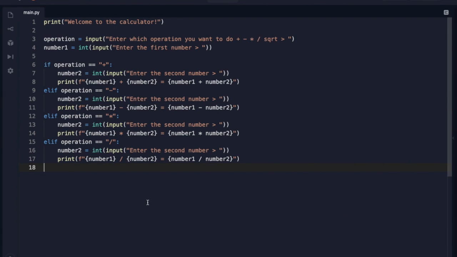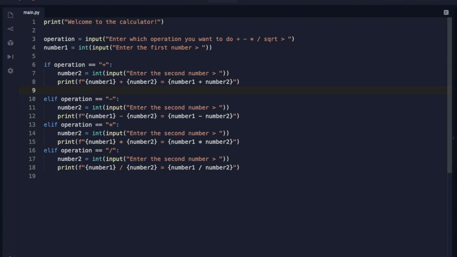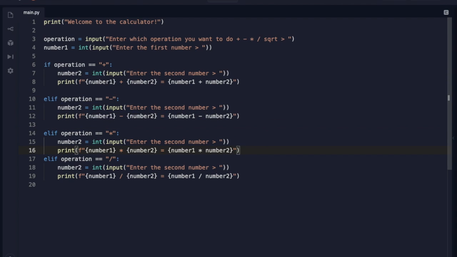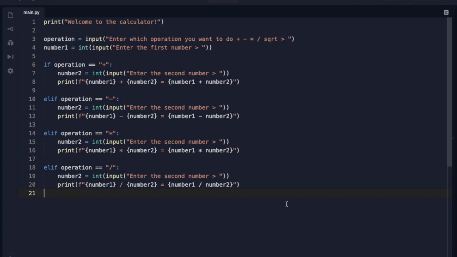Okay, so guys, I'm finished, but I just left the square root one because I wanted to teach you how to do this square root. So let's get started on how to do this. First we're going to type in elif, and then operation, which is going to be equal to the string sqrt, because that's what the user is going to enter, so we can do the square root.